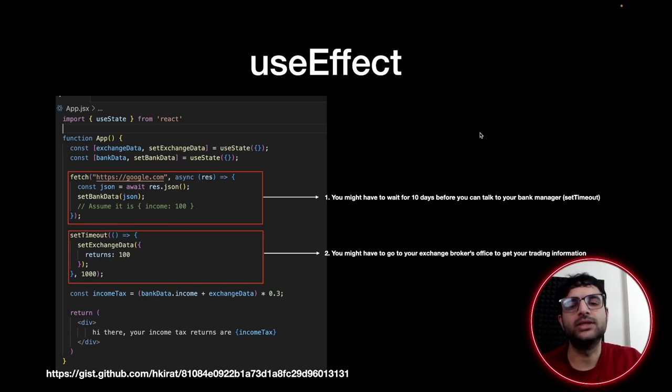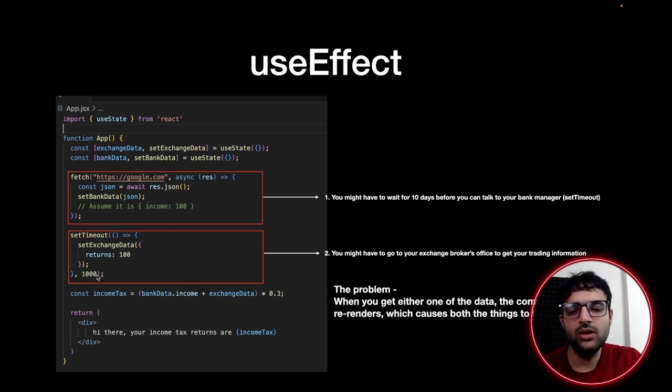How do you get rid of this problem? How can I make sure that irrespective of how many times the app re-renders, this code only runs once? The problem is, when you get either one of the data, the component re-renders, which causes both the things to trigger again. Any single state update will re-cause this to trigger and this to trigger. You will infinitely keep getting data from the backend.